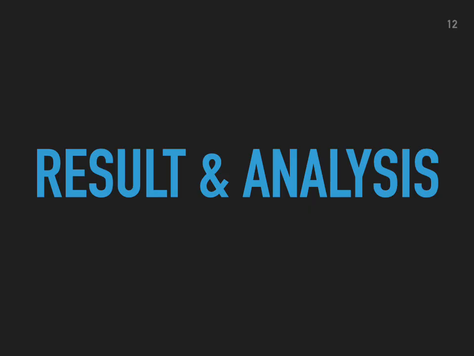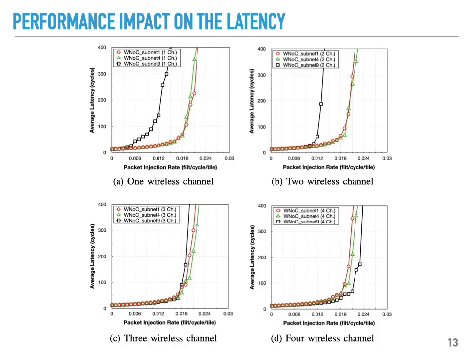So now let's look into the result analysis for this work. Latency is a critical performance metric that could significantly influence the overall efficiency and responsiveness of multi-core systems. Among the evaluated configurations, WNOC subnet 1 consistently delivered reliable performance across all channel counts, whereas WNOC with subnet 9 shows the greatest performance improvement with channel scaling.